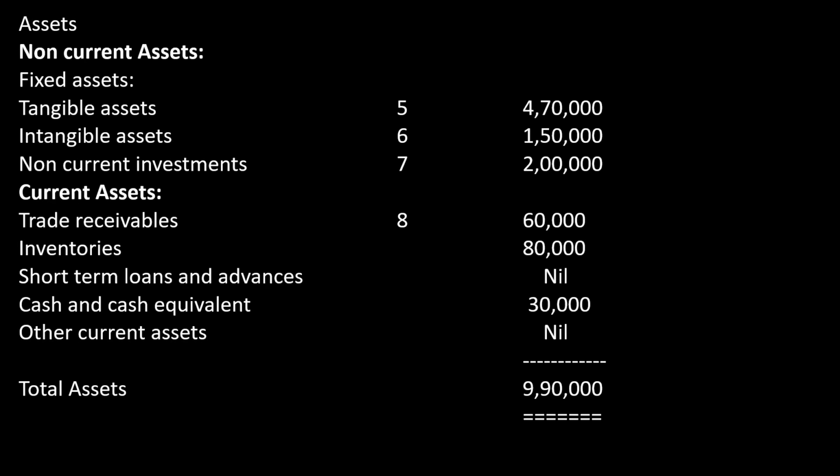Now assets: non-current assets, fixed asset, tangible asset, intangible asset, non-current. So all the totals I'm writing here. I told you, assets are split into two parts, non-current asset and current asset. Under the non-current asset, you have 3-4 headings. Then under the current asset, you have trade receivable, inventories, short-term loans and advances, cash and cash equivalent, then other current assets. From the notes, I prepare the balance sheet actually. First, I have to prepare the notes. After completing the notes, I'll prepare the balance sheet. Whatever total I get in the notes, I'll write it in the balance sheet directly. That's how you prepare the balance sheet.